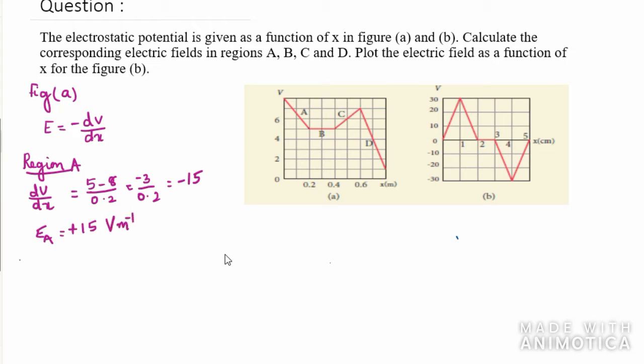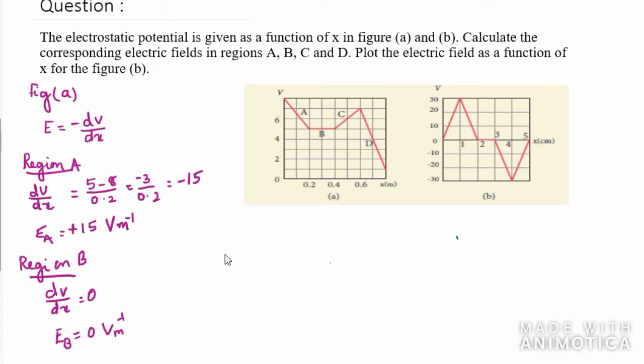Now for region B. For region B, dV by dx equal to 0. The slope is 0. So, the electric field is also 0.